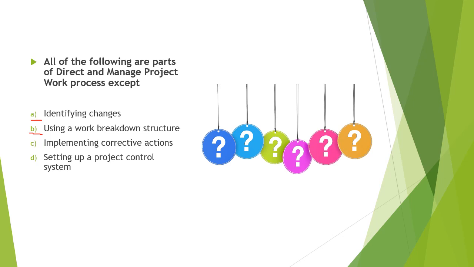We'll discuss the work breakdown structure in our scope management tutorial, but it basically talks about the activities that we need to perform. So of course, the work breakdown structure is required. It is a part of direct and manage project work. Third is implementing corrective actions. Yes, of course, because we do take actions for the approved change requests. So this is also part of direct and manage project work.